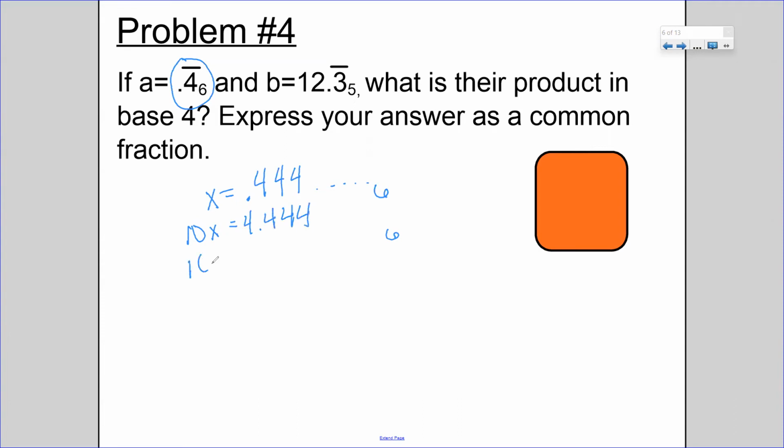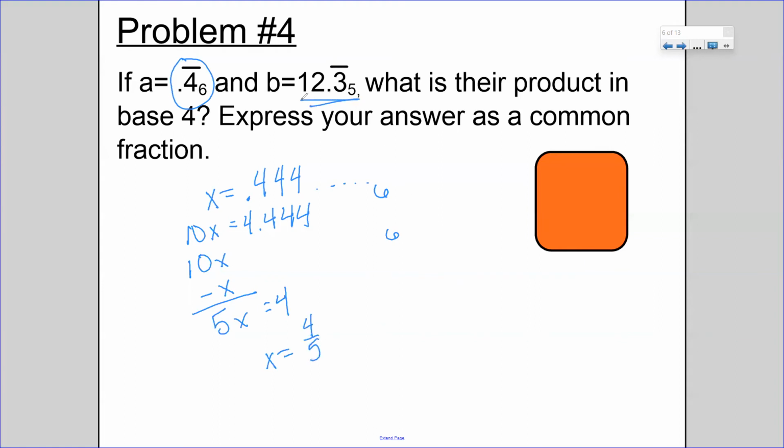And so what that means is 10x minus x would actually be 5x, and 5x would be 4.4 repeating minus 0.4 repeating, which will actually equal 4. Therefore, x is equal to 4/5.